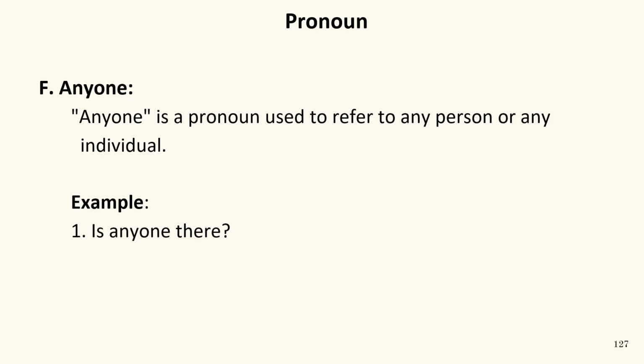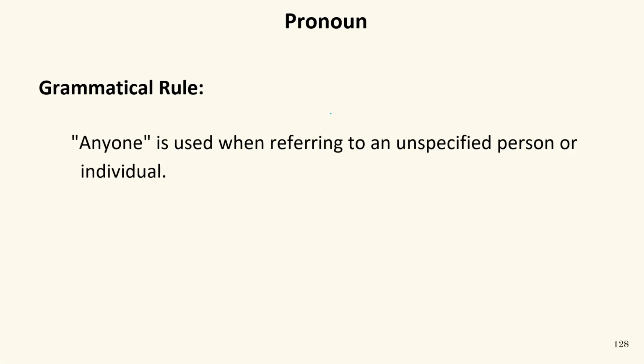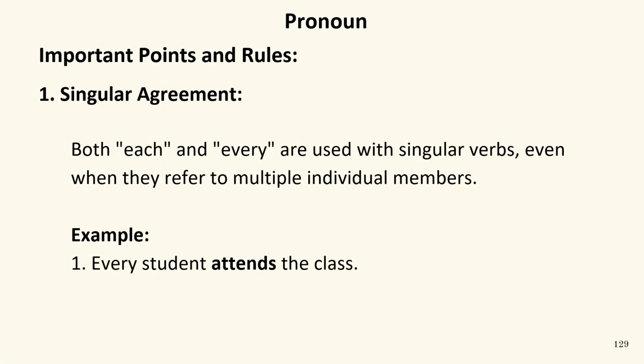Now, anyone refers to anything. Anyone is a pronoun used to refer to any person or any individual. Is there anyone? Or is anyone there? It means we are asking about anyone who is available over there. Now, anyone is used when referring to an unspecified person. It means we are not talking about a particular person. Anyone means any individual, any person, anything that is not specified.